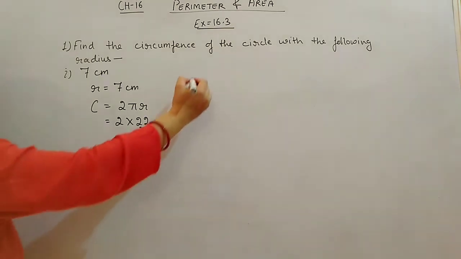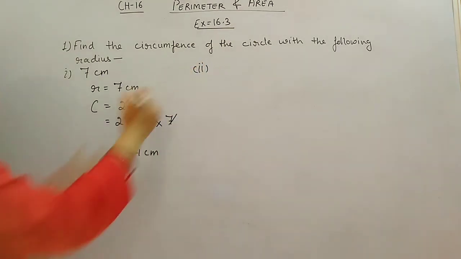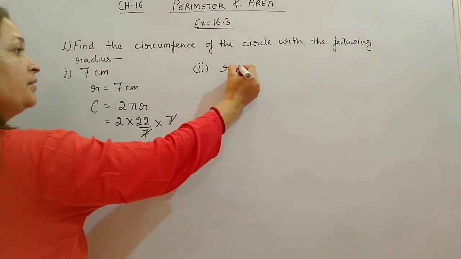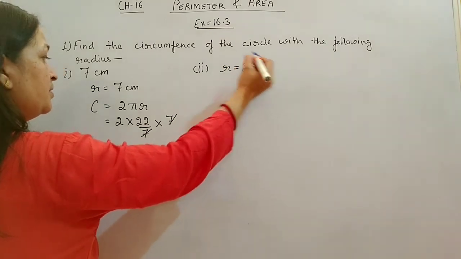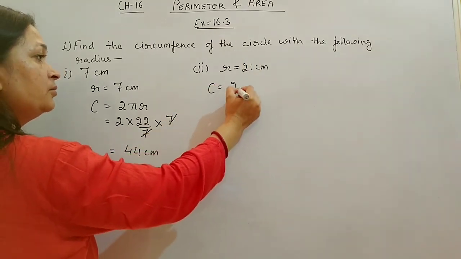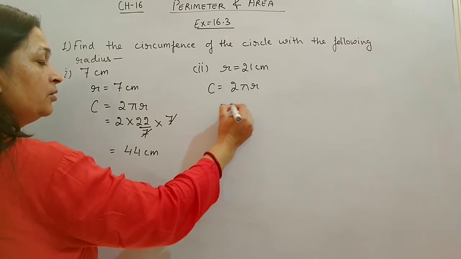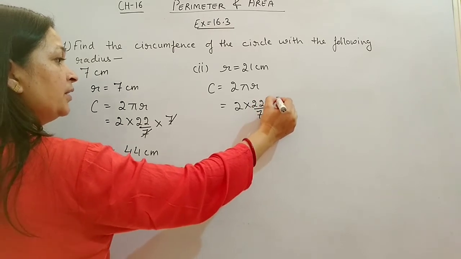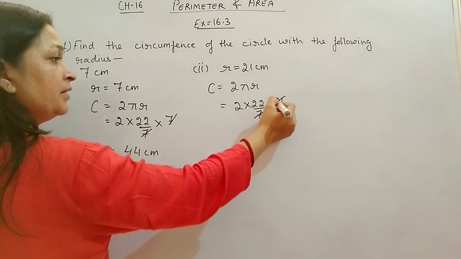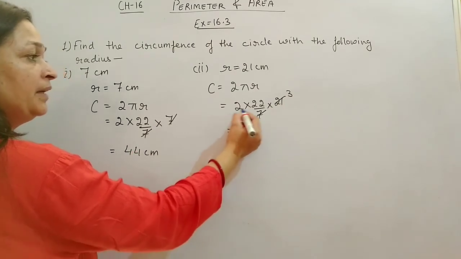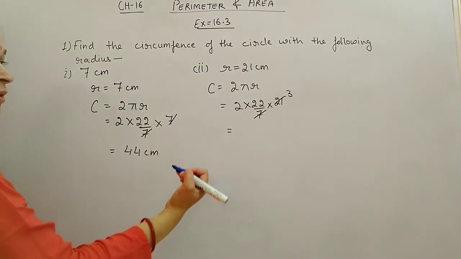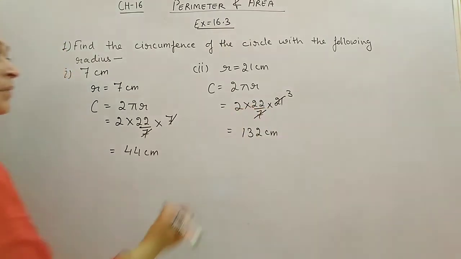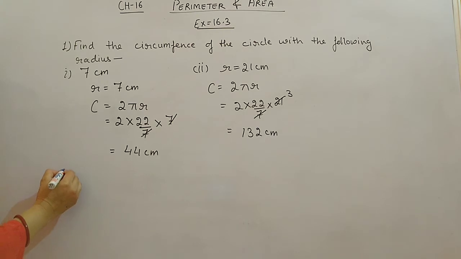Second part, r is given 21 centimeter. Substitute in formula, c is equal to 2 pi r. 2 into 22 by 7 and r is 21. We can cancel. 7 3s are 21. Then multiply 2 into 22, 44. 44 into 3, 132 centimeter.